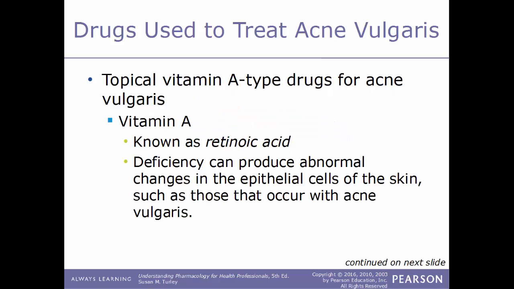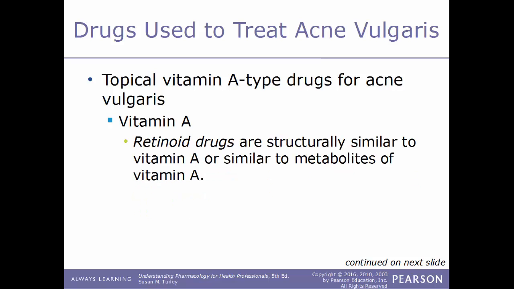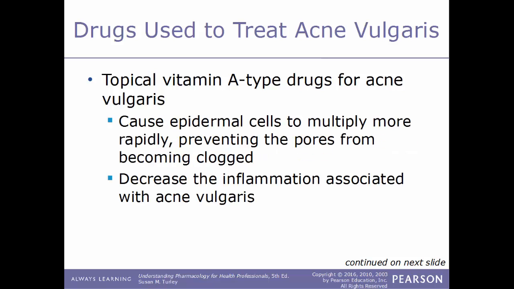The other kinds of drugs that could be used to treat acne vulgaris are topical vitamin A drugs. And vitamin A is also known as retinoic acid, and a deficiency in vitamin A can produce abnormal changes in epithelial cells of the skin, such as those that occur with acne vulgaris. Now, retinoid drugs are structurally very similar to vitamin A, or similar to the metabolites of vitamin A. Now, these kinds of drugs will cause epidermal cells to multiply more rapidly, and this will prevent the pores from becoming clogged. They'll also act by decreasing the inflammation that is associated with acne vulgaris.